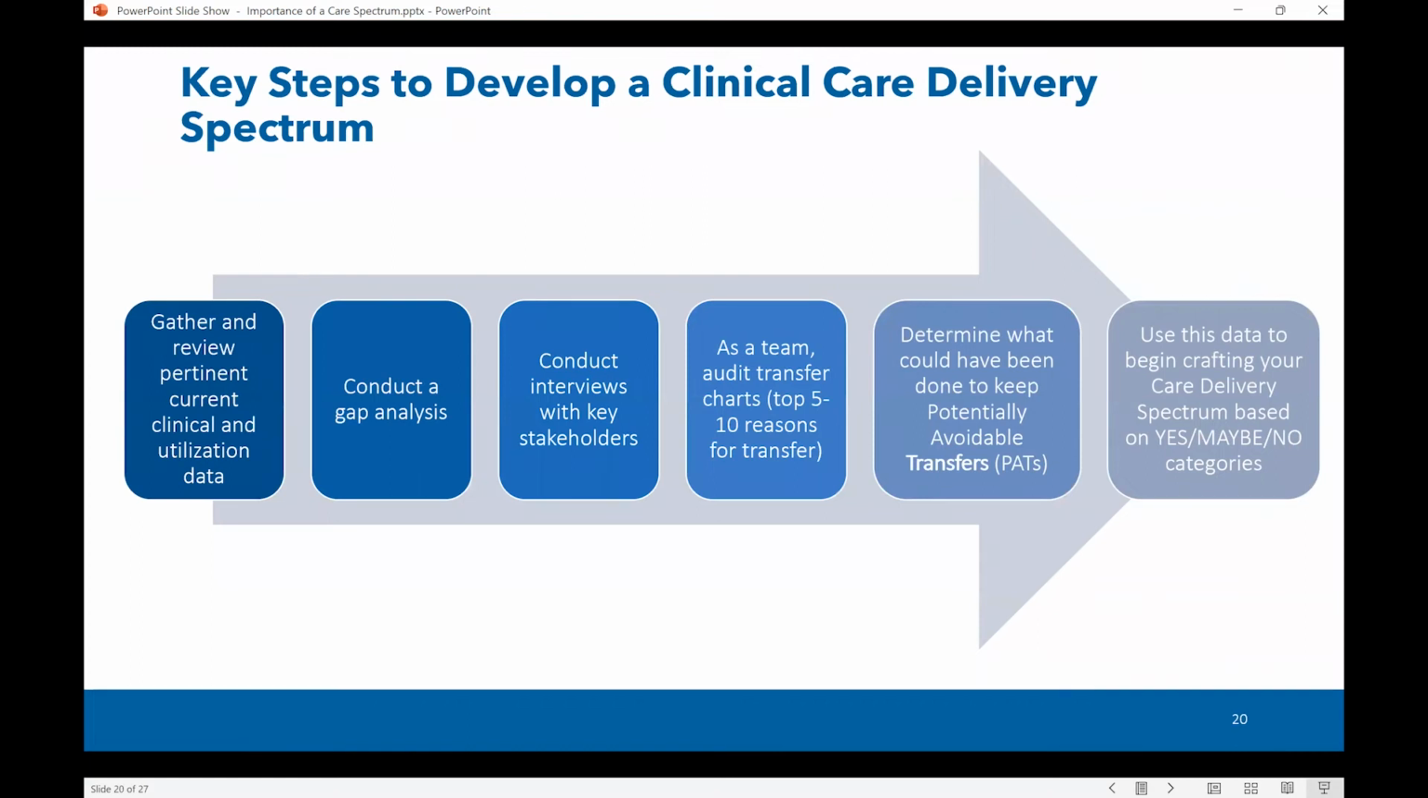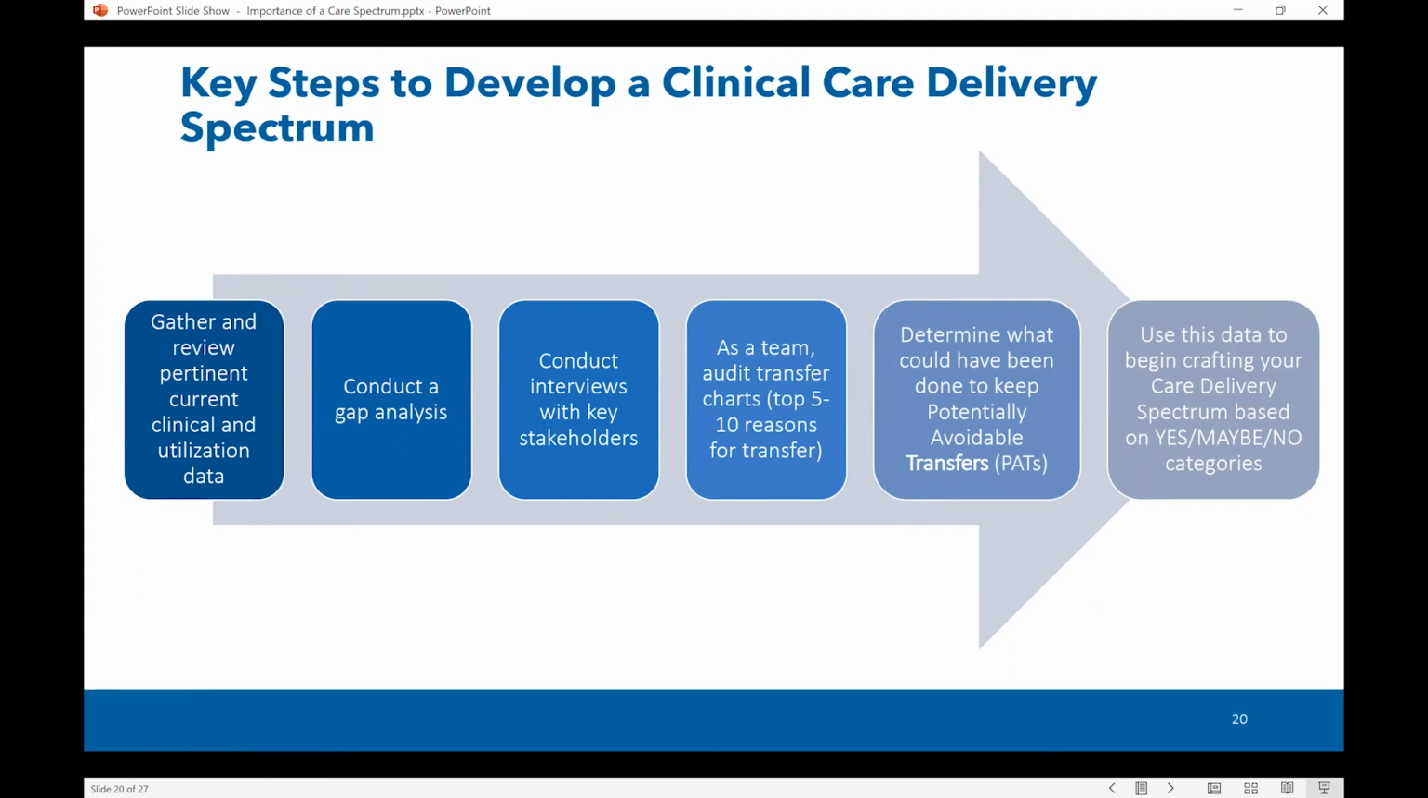So the key steps in your development of the care delivery spectrum is to gather and review all of your pertinent clinical and utilization data. What type of patients are you currently bringing in? And what type of patients are you typically not bringing into the organization? And then conduct a gap analysis. You need to conduct interviews with key stakeholders.